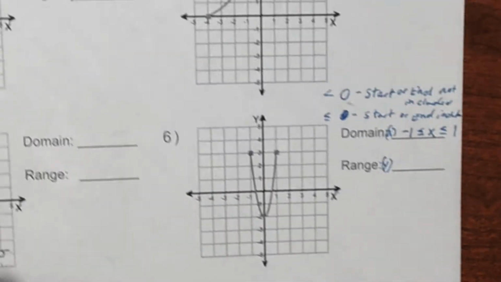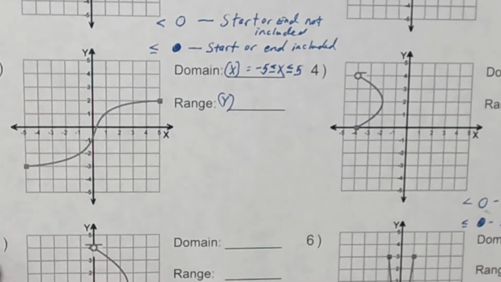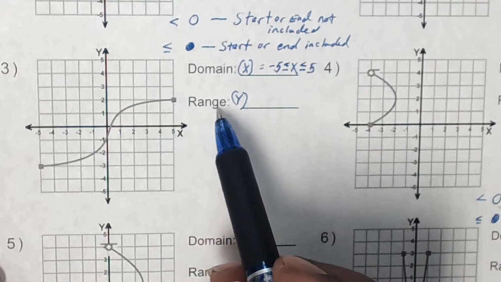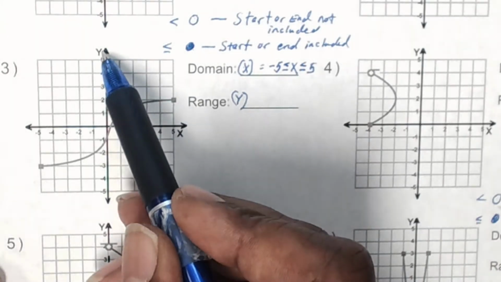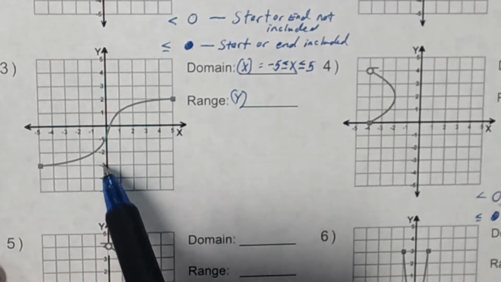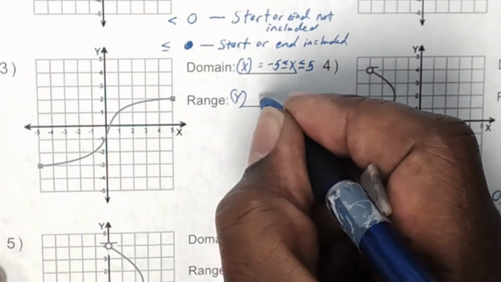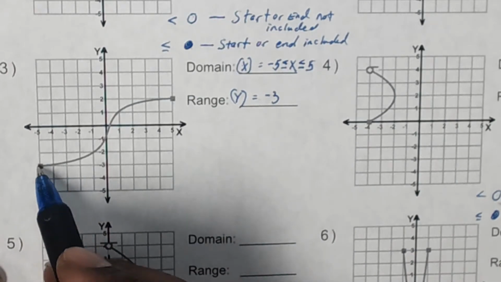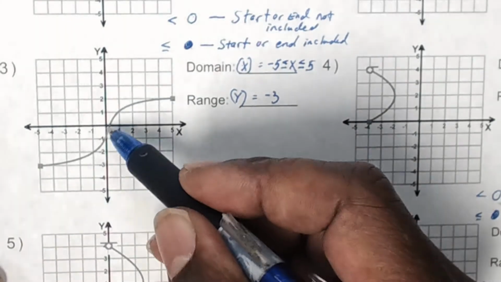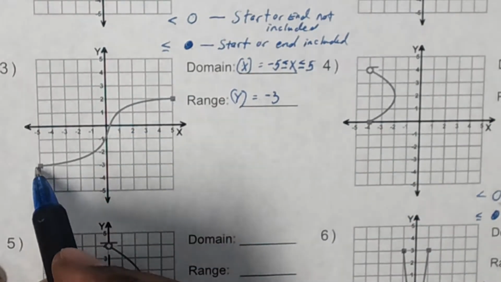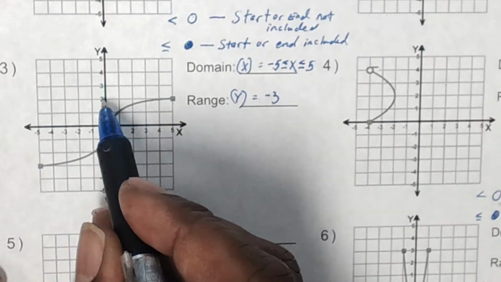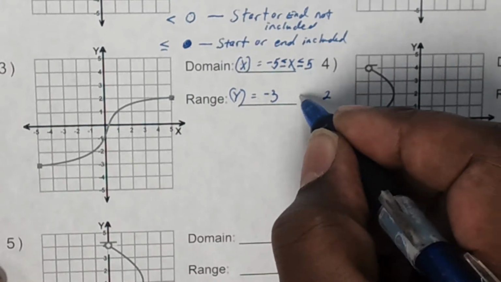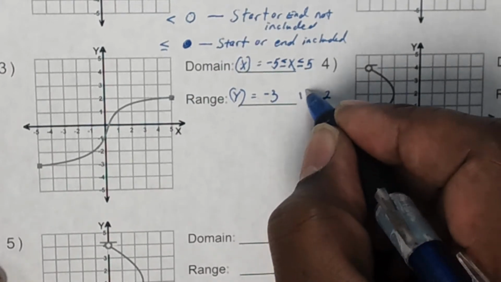Back to problem 3, we're going to do the range. Your range is up and down. It's your y value. This is your y-axis. The smallest value on this graph is -3. So we're going to write -3 here. And we're reading this way. This is the smallest point here. The largest point is up here, +2, right here. So we're doing range, so it's going to be y.